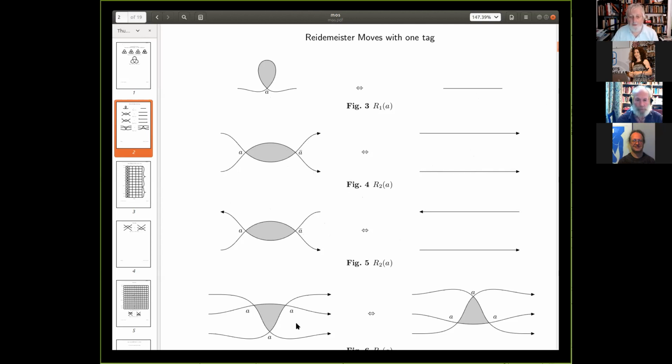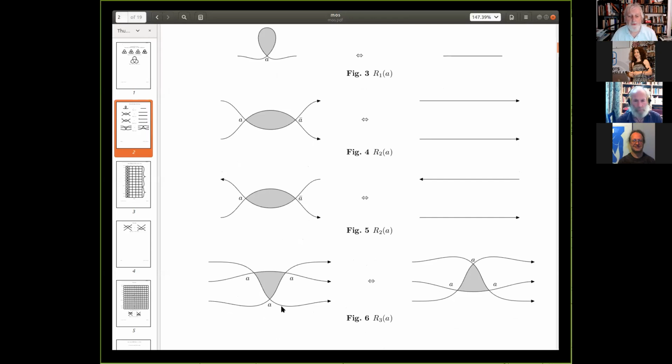And then there's an R3, which obviously involves a trigon, and it moves. The appearance seems to be of this arc moving across this crossing, but that appearance is deceptive. You could say that this arc is moving over this crossing, and so on. There's those three interpretations of the R3. Okay.